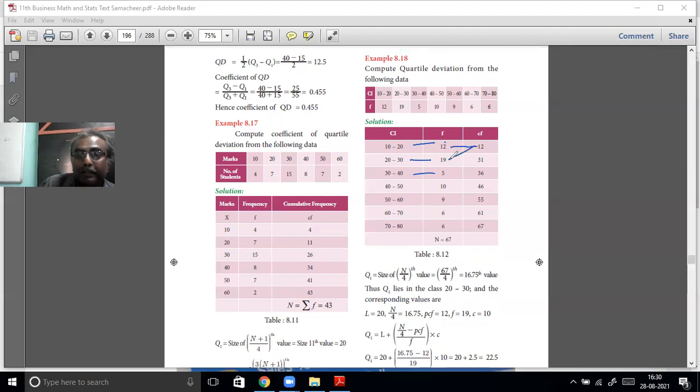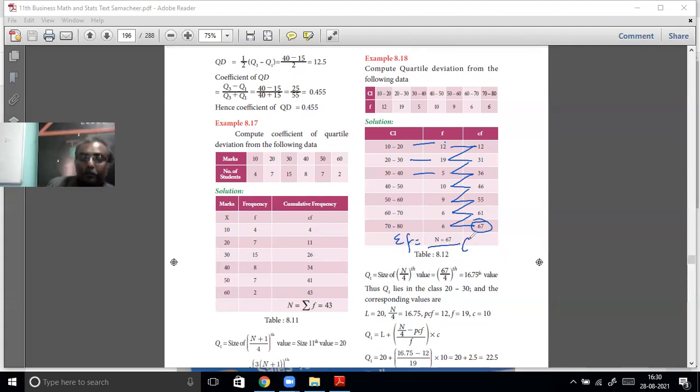12 plus 19, 31. 31 plus 5, 36. 36 plus 10, 46. 46 plus 9, 55. 55 plus 6, 61. 61 plus 6, 67. Finally, you get n is equal to 67, sigma f. Okay, n is equal to 67.